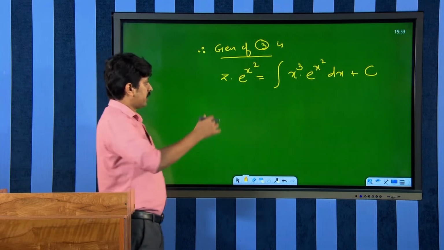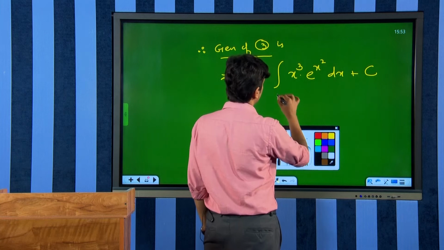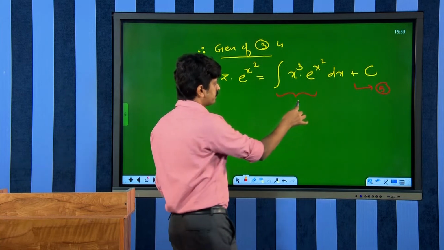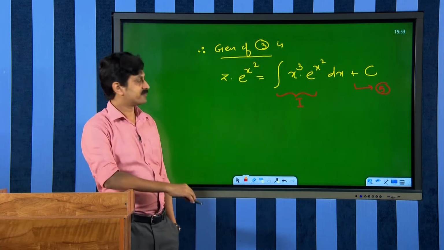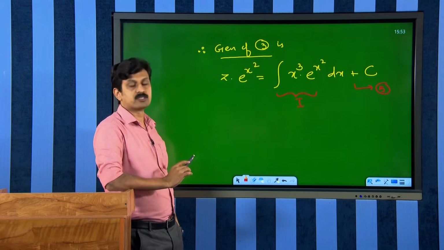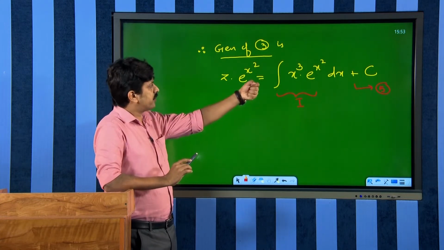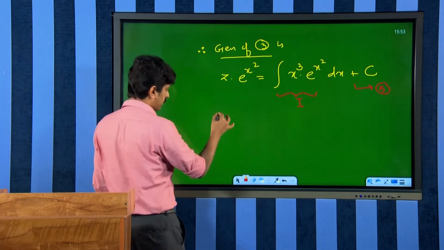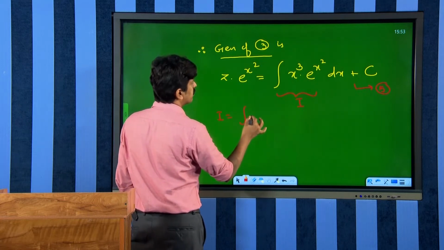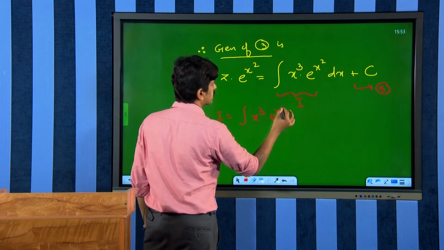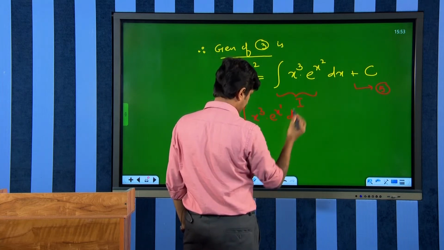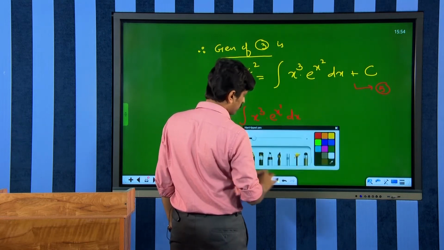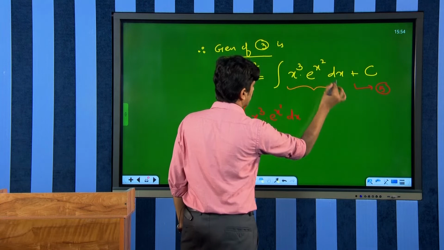I would like to consider this as equation number 5. In 5, we consider I as the integral of x cubed e raised to x squared dx. If we evaluate that integral, we will get the solution. So, I take I is equal to the integral of x cubed e raised to x squared dx. Okay, fine.